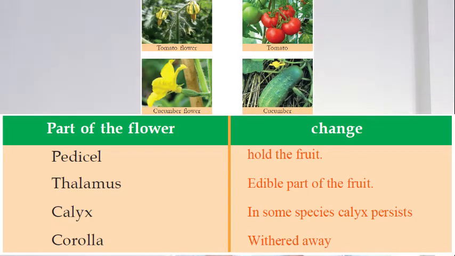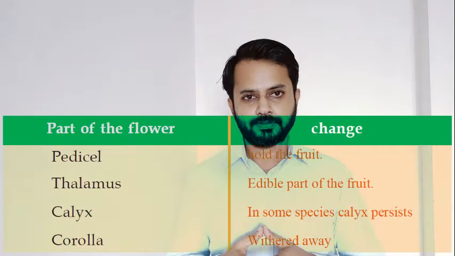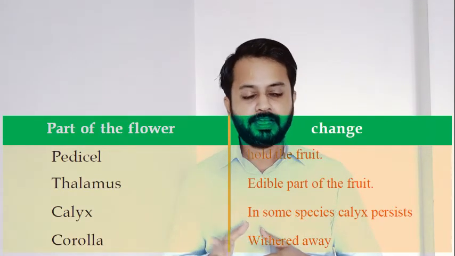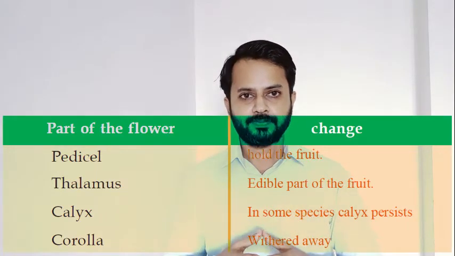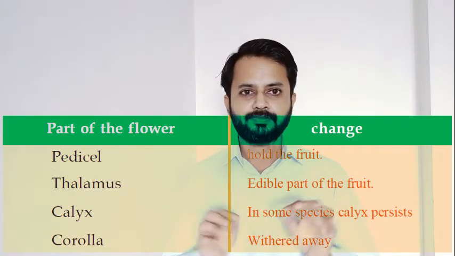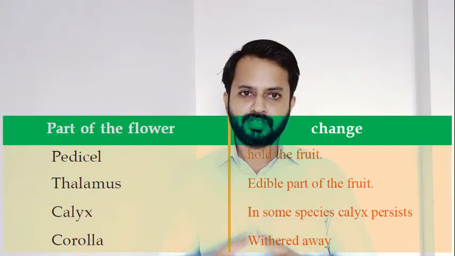Refer to it. Pedicel: the pedicel part will hold the fruit onto the plant. Next is thalamus. Thalamus changes into the edible part of the fruit. For example, if you are taking a mango or strawberry, the part which we can eat is from the thalamus. Next is calyx. In some species, the calyx will stay on the fruit itself. You can see in the tomato, the calyx part stays on the fruit.